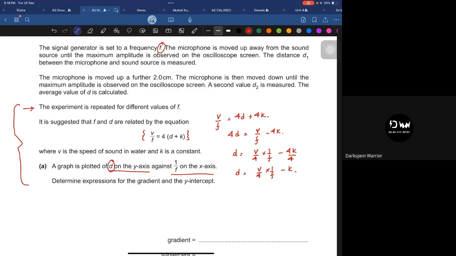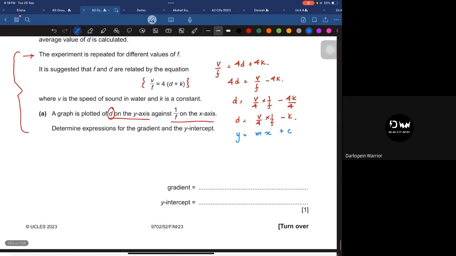Now what you do next is you're going to compare this equation with y equals mx plus c. You notice that on d, we have y-axis, on 1 upon f, we have x-axis, which means the gradient will be v divided by 4 and the y-intercept is going to be minus k. Any questions here, please let me know. Please check this out. If you have this paper downloaded, open, you're very smart, then please write this down as well.